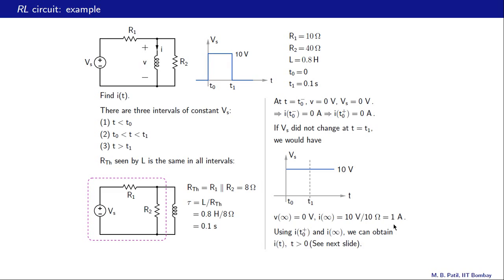Let us now use these two conditions, namely I at t0 plus and I at infinity, to obtain the solution for I of t in this interval, and we will do that in the next slide. In conclusion, we have started looking at RC and RL circuits with a piecewise constant source. In the next lecture, we will continue with the RL circuit example and obtain the complete solution.